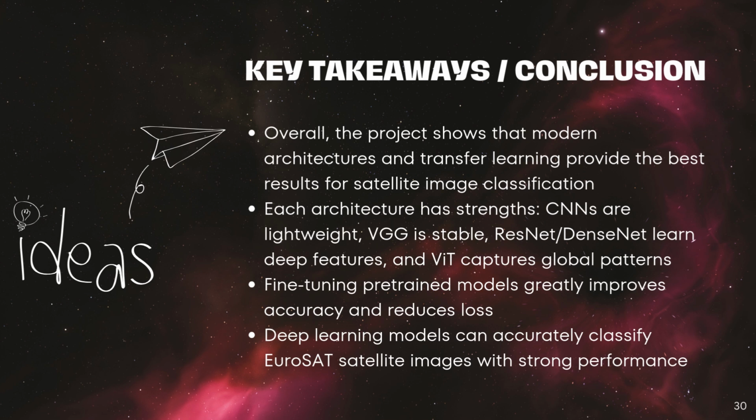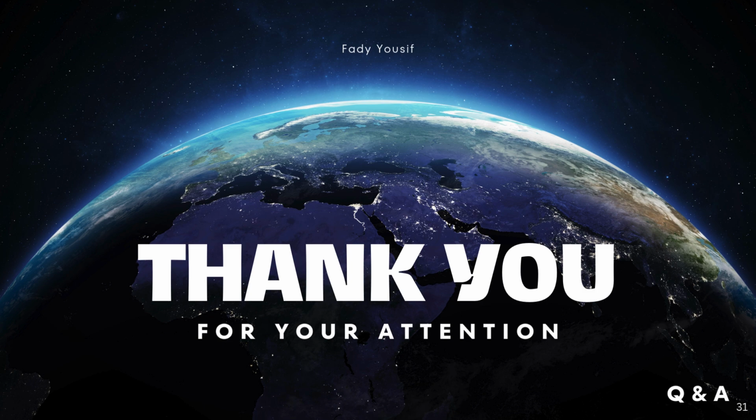It showed modern architectures and transfer learning based on the results on the satellite image classification from EuroSAT, and each architecture has strengths and weaknesses. So CNN was lightweight, VGG was stable, and so on. The ViT captured global patterns, and fine-tuning pre-trained models improves the accuracy and reduces a lot of loss. Deep learning models can accurately classify EuroSAT images with strong performance. Thank you, everyone.